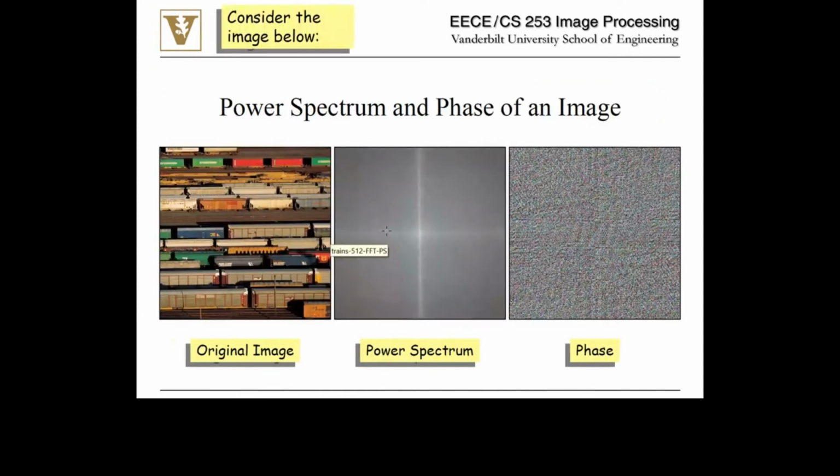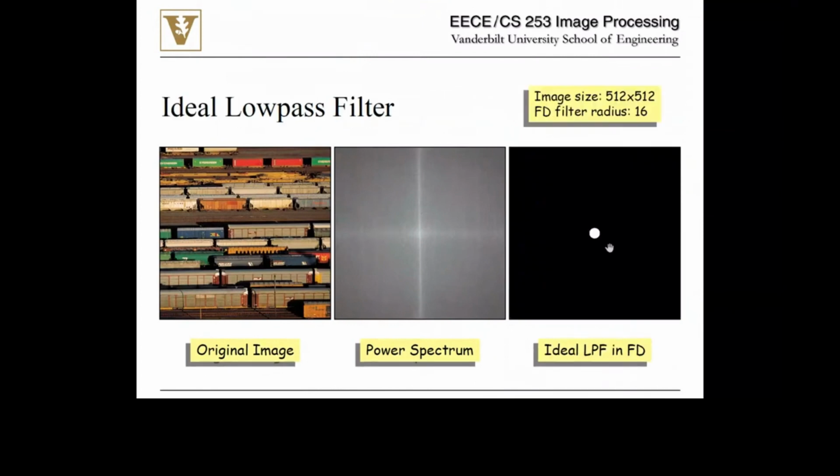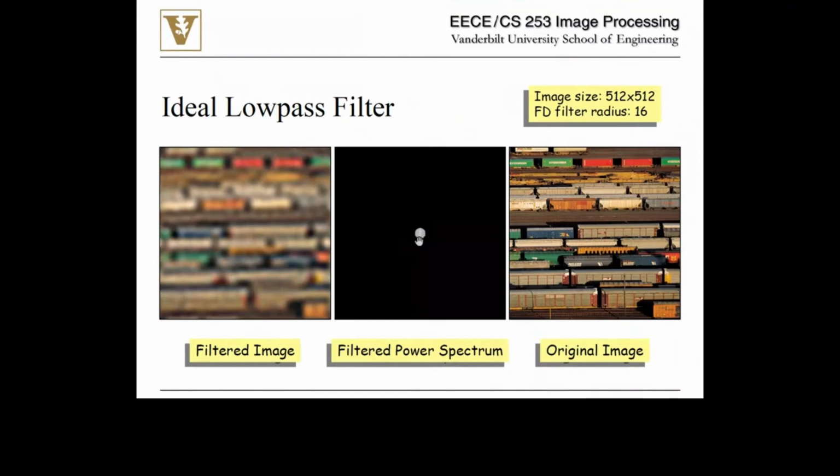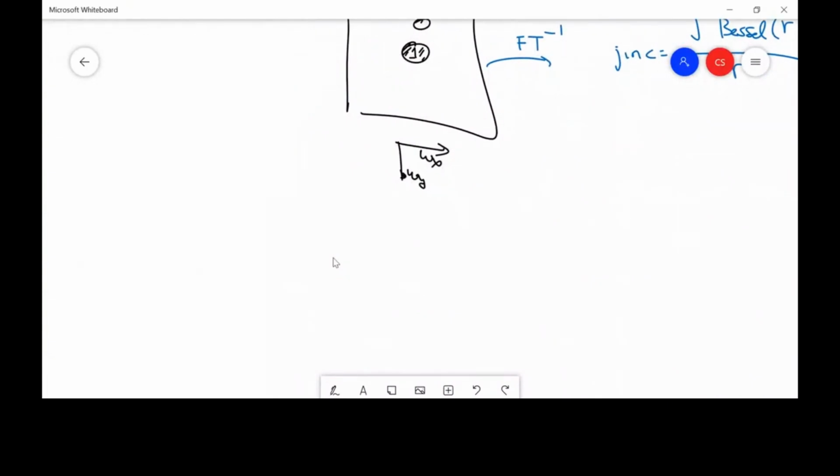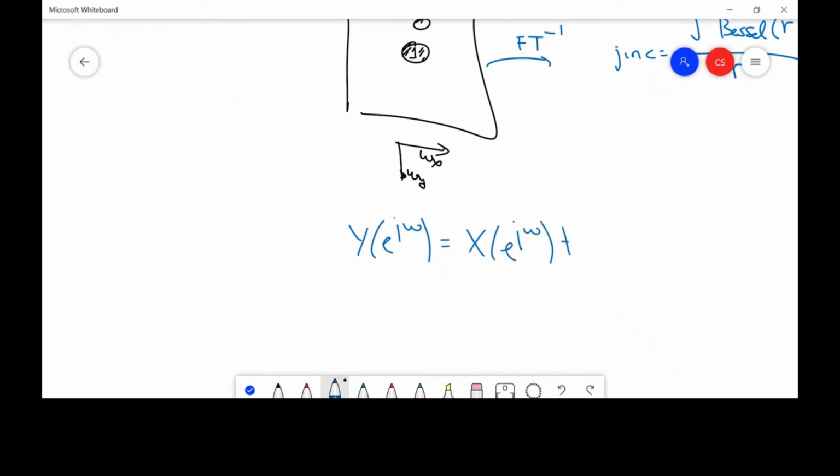Okay, so here we have the result. So we take an original image, the power spectrum, the phase spectrum. Then we multiply by the ideal low-pass filter in Fourier space. This is the multiplication of the two. So without power, what you have is this relationship. It's the multiplication of the two.